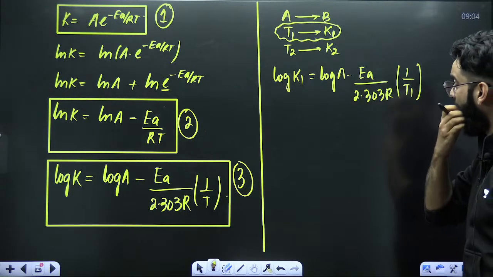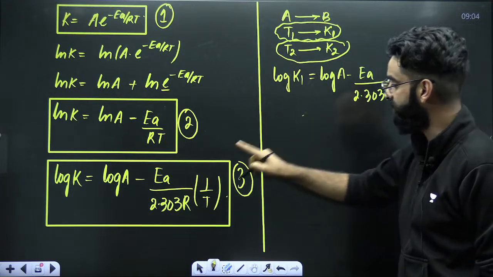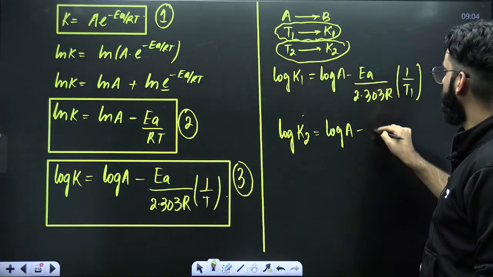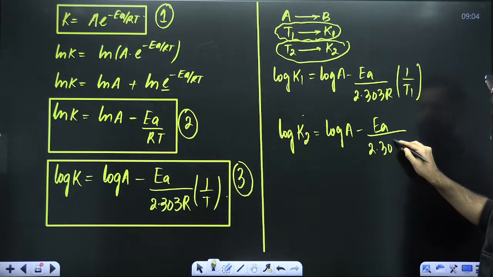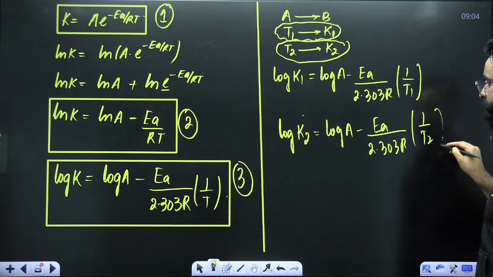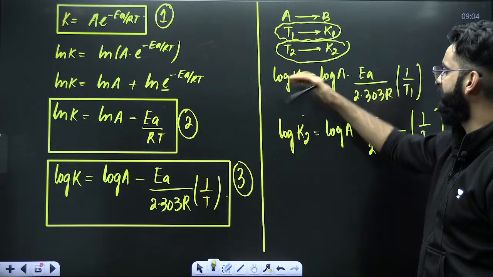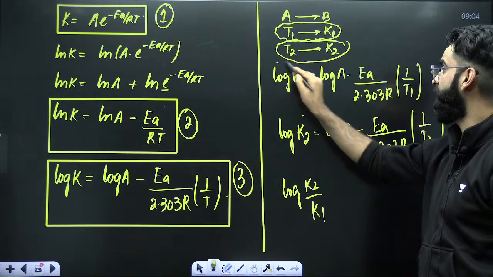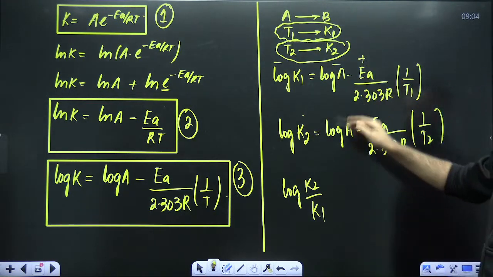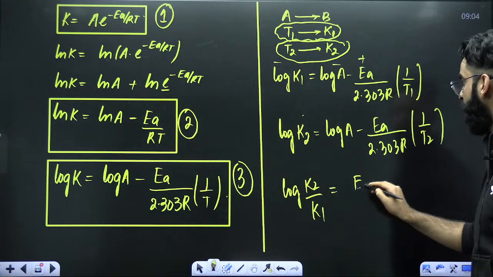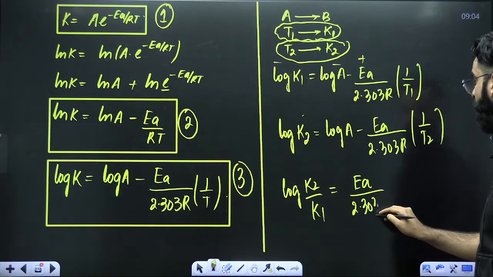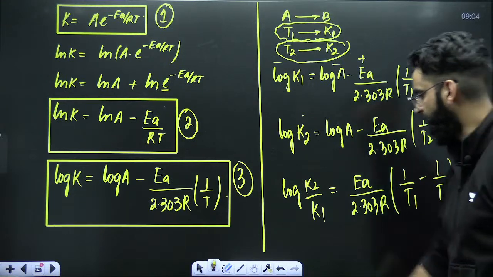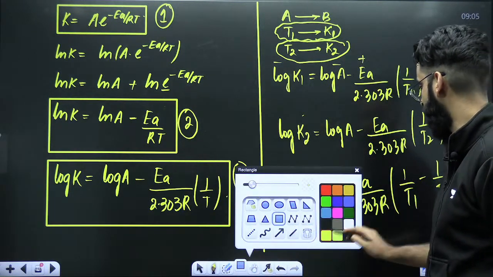Correct? Now what I'm going to do, I'm going to introduce this condition into the same equation. It is going to be log of K2 is equal to log of A minus Ea divided by 2.303 R multiplied by 1 upon T2. Correct? If I do log of K2 minus log of K1, it will eventually be log of K2 divided by K1. Log of A gets cancelled out. So my final equation becomes something like this: Ea divided by 2.303 R, it's going to be 1 upon T1 minus 1 upon T2.